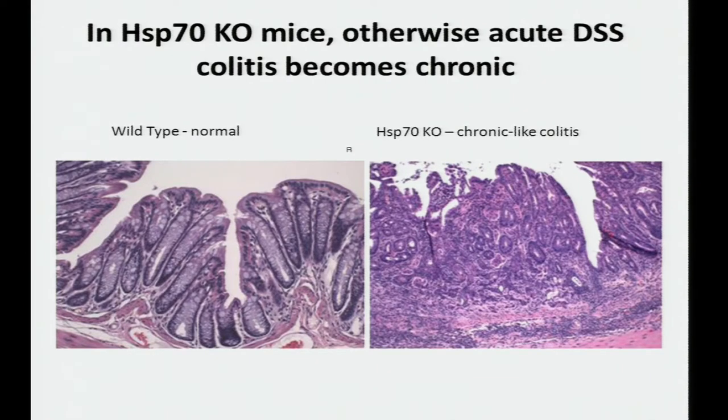And the colitis is very typical of what we see in human ulcerative colitis. There is the presence of crypt abscesses, branching crypts, and also inflammatory infiltrates. These mice also develop the typical IBD metaplasia to carcinoma sequence of cancers that we see in our patients.